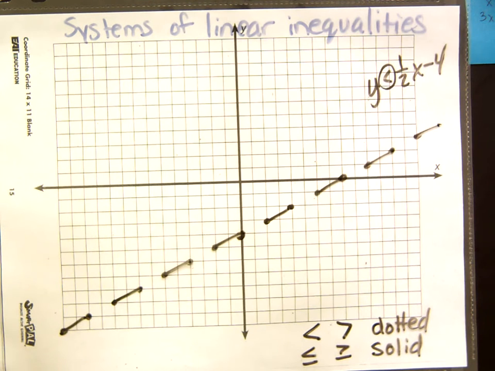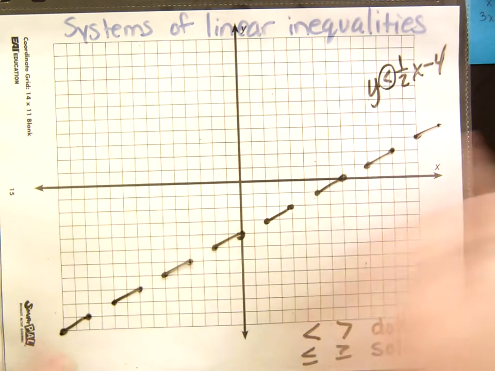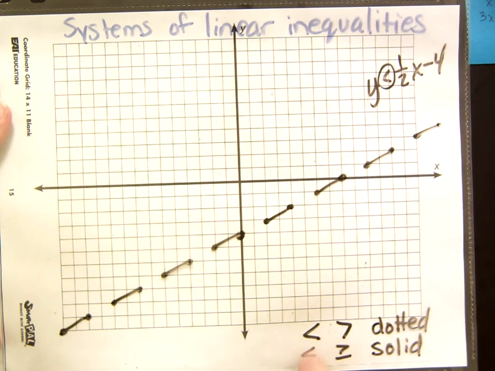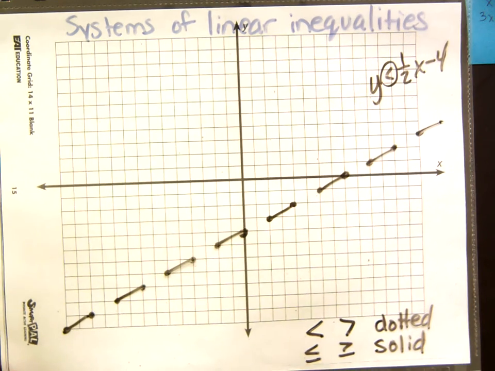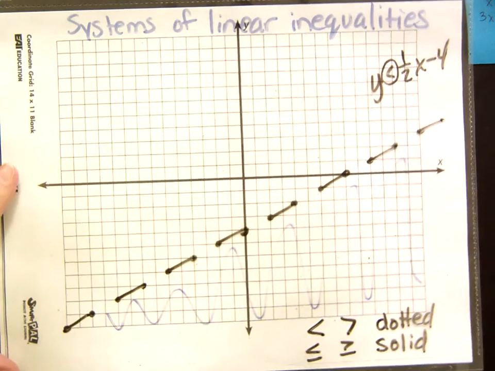The second part is shading, because there's not just one answer to an inequality. There's an infinite number of solutions, because it's any x value that gives you a number less than whatever y value we have on our graph. So if you have less than, you're going to shade below your line. If it's greater than, you shade above your line. So this is less than, the shading would be below the line.